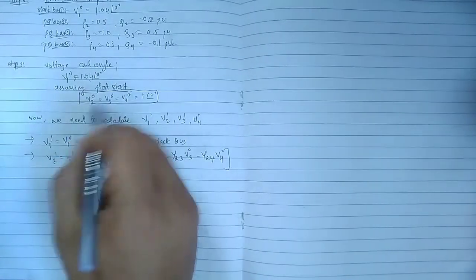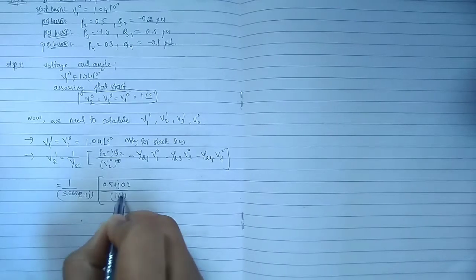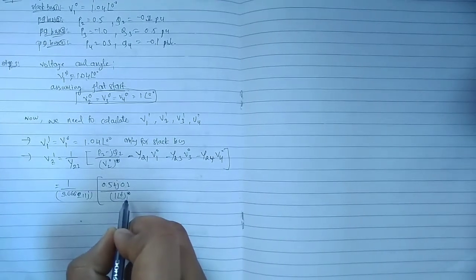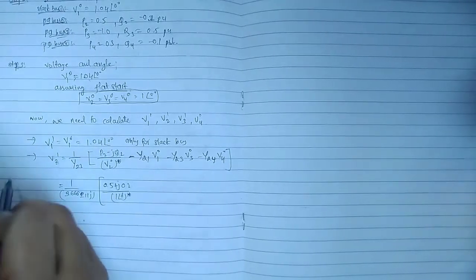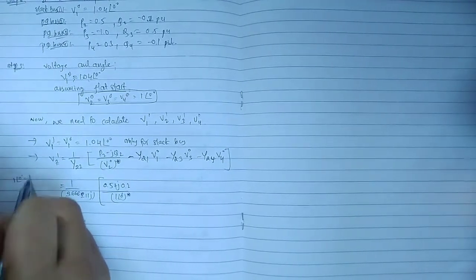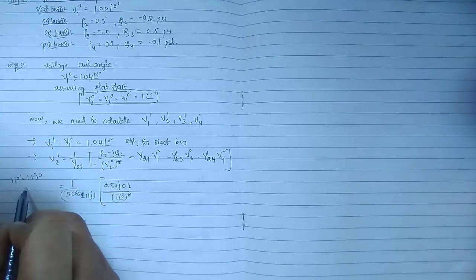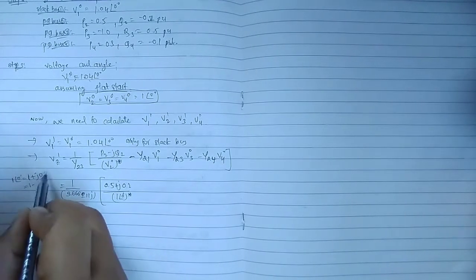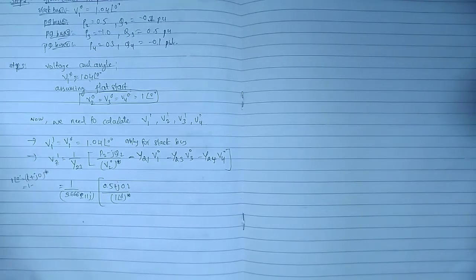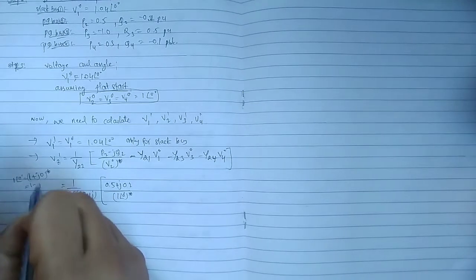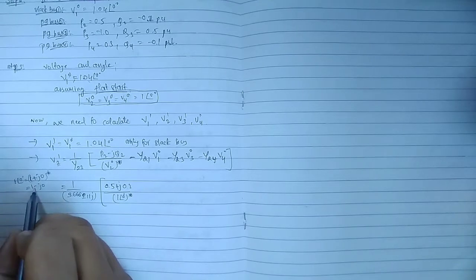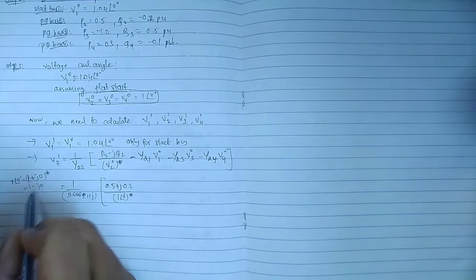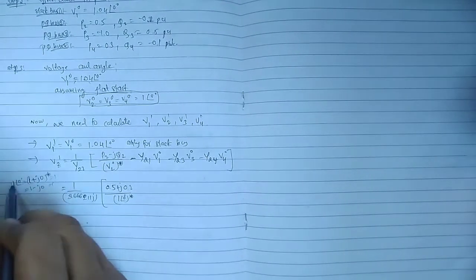V2 of 0, we started flat start, that is 1 angle 0, whole conjugate. Conjugate, remember, means the imaginary value: if plus is there, it becomes minus. For this value, 1 angle 0 is equal to 1 plus j0. There is no difference, conjugate means plus converted to minus, that's all. This is equal to 1, this is equal to 1.